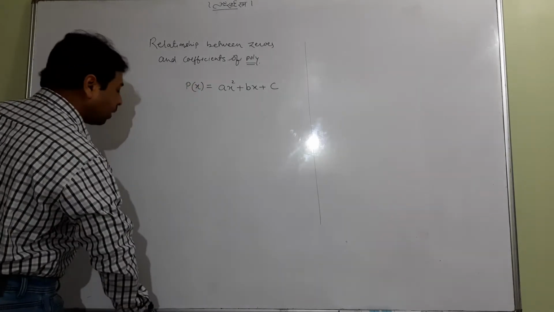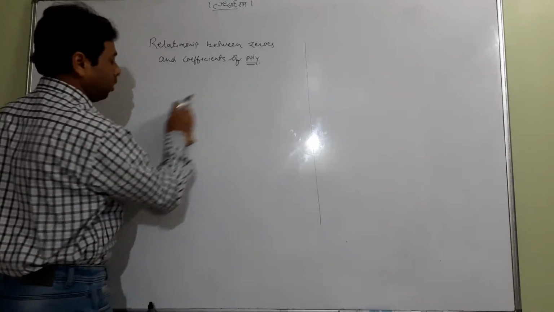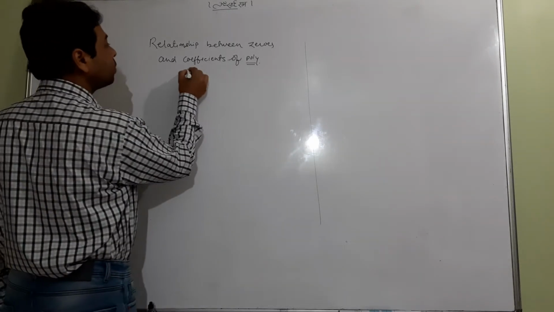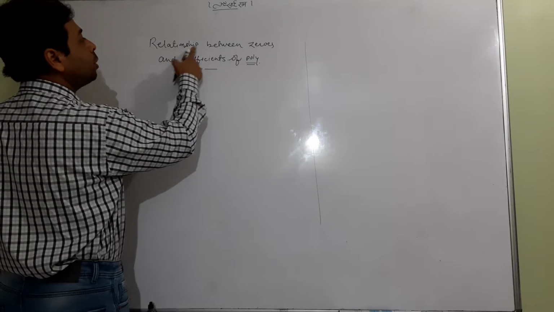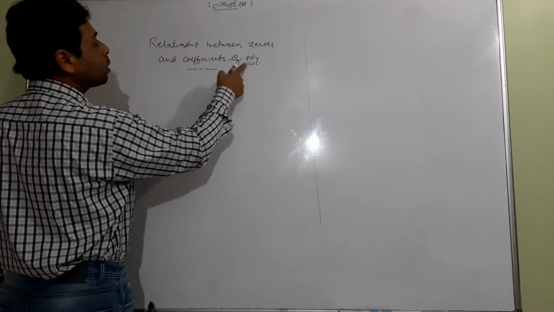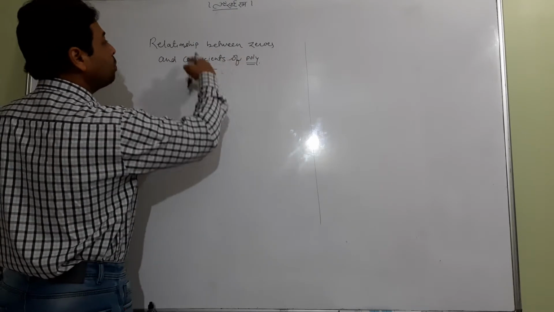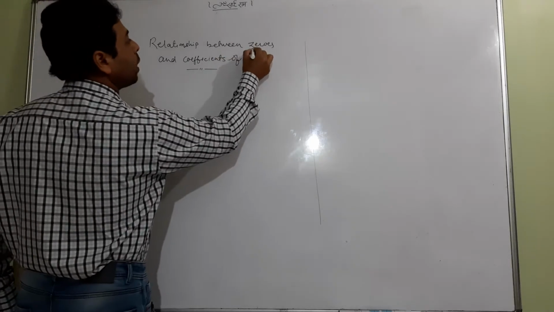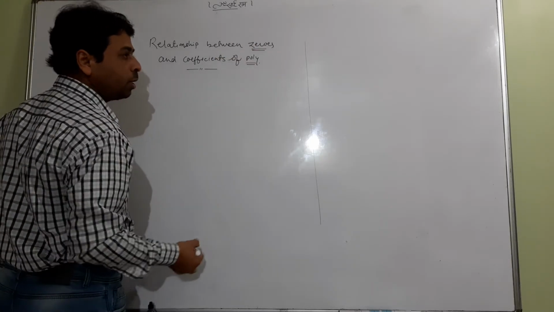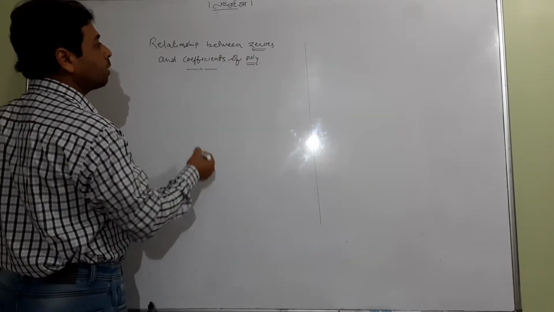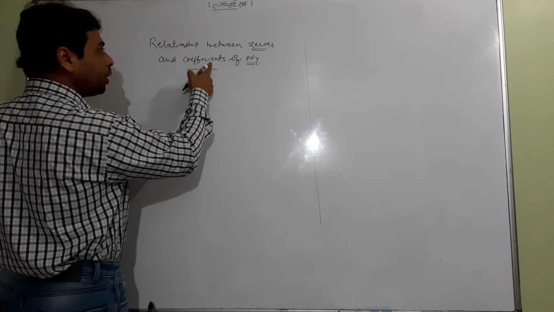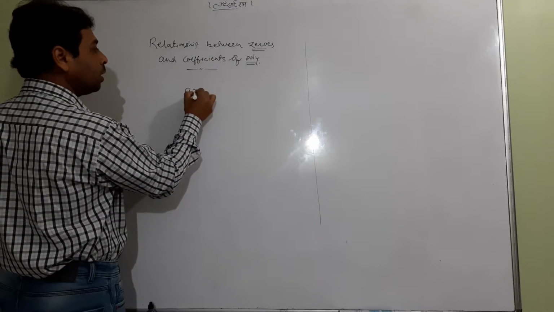Okay, what we are learning, the topic I have written here: relationship between zeros and coefficients of polynomial. What is its meaning? You know what the zeros are. Yesterday in last lecture we studied that. And the coefficient of the polynomial is nothing new.